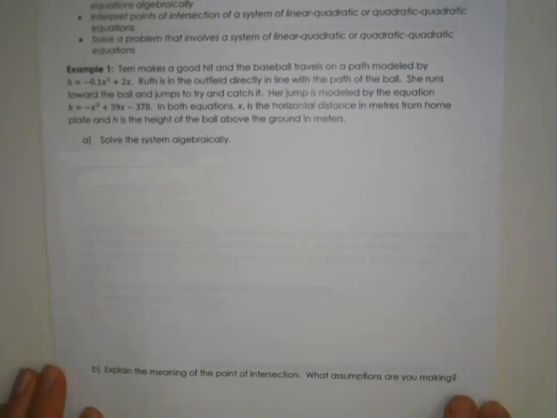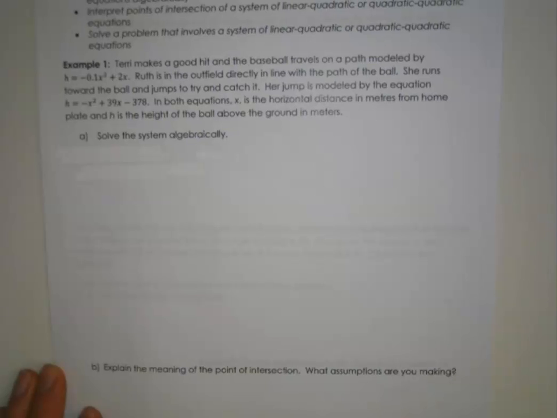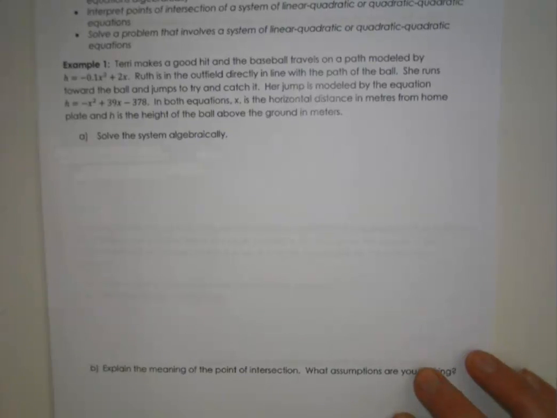So let's start out with this first example here. Terry makes a good hit and the baseball travels on a path modeled by this function. Ruth is in the outfield directly in line with the path of the ball. She runs toward the ball and jumps to try to catch it. Her jump is modeled by this equation.